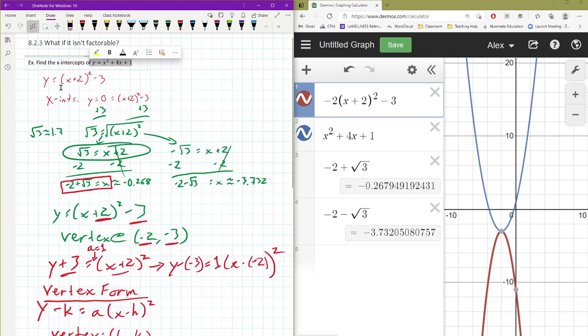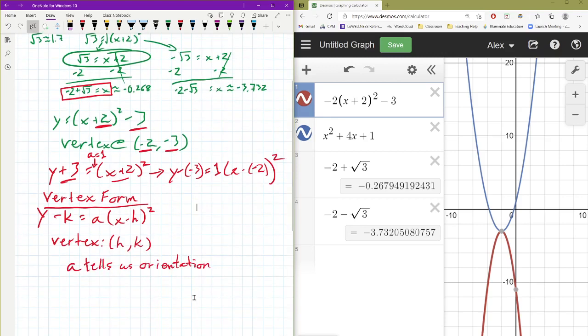Okay? What you should do right now is just make up a random function, right? So just make up a random vertex form function and get used to graphing it. Find its vertex, find its x-intercepts. And this whole backward signage, you'll get used to it as you keep practicing it.